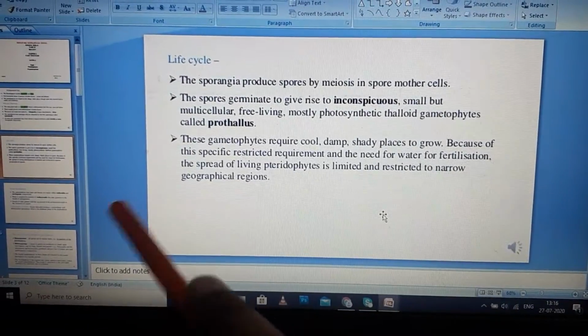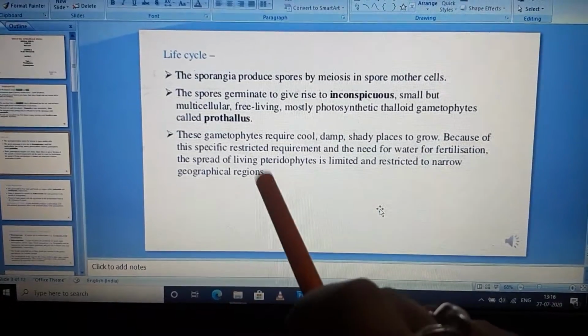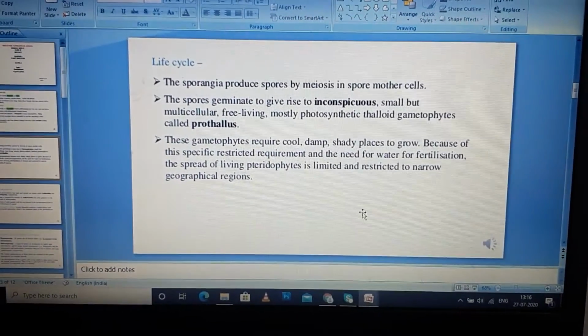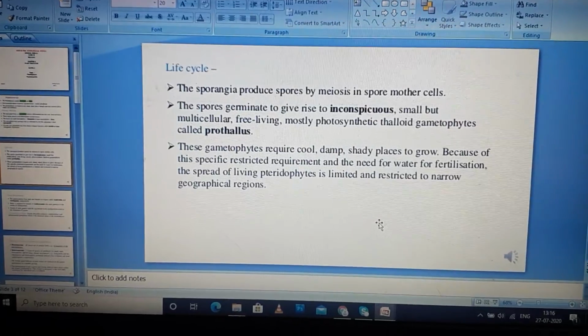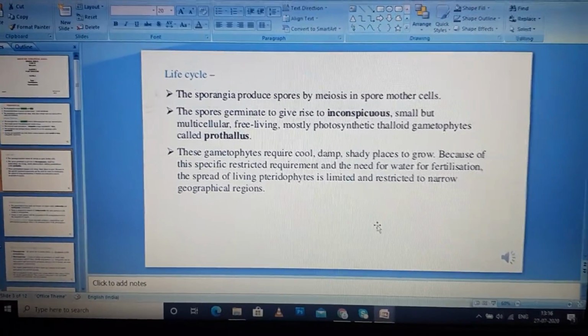Because of this specific restricted requirement, the need of water for fertilization, the spread of pteridophytes is limited to water areas or to areas which are cold. So we usually find pteridophytes in hilly areas.